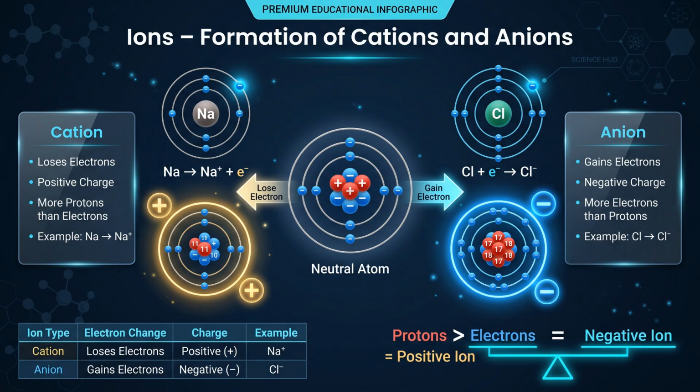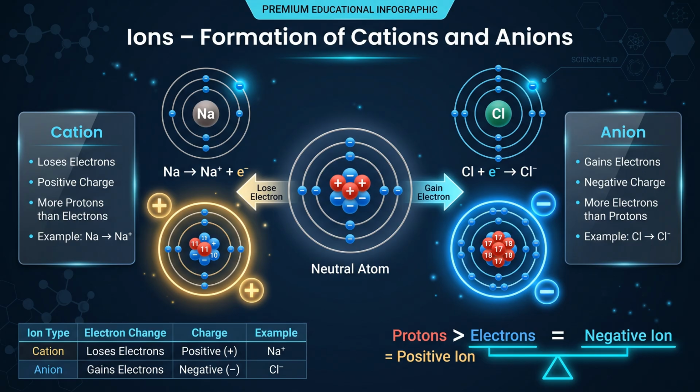There are two main types of ions, cations and anions. A cation is a positively charged ion formed when an atom loses one or more electrons. Since electrons carry a negative charge, losing electrons removes negative charges from the atom. The number of positive protons then becomes greater than the number of negative electrons, giving the atom an overall positive charge. In simple words, a cation has more protons than electrons.